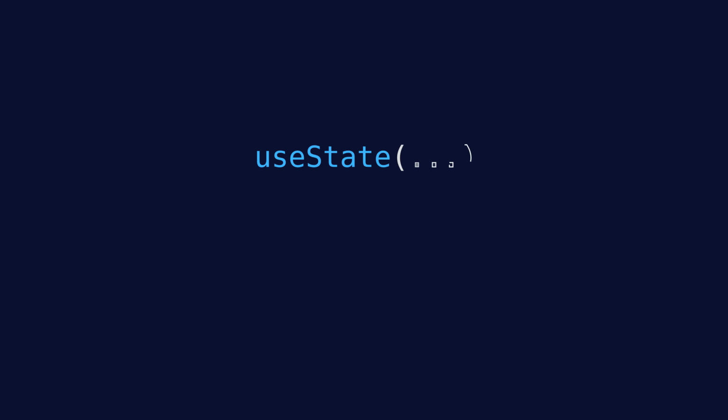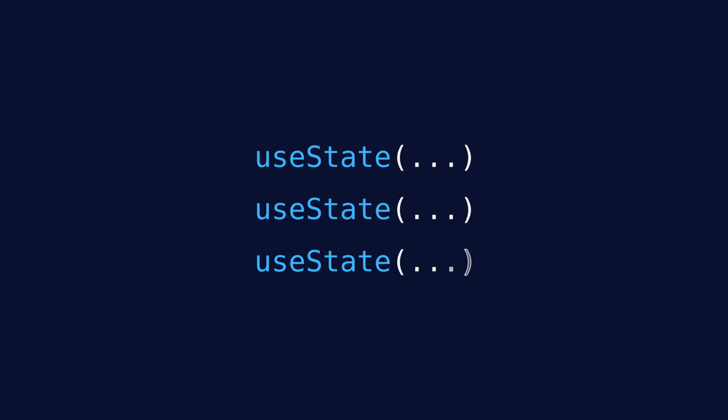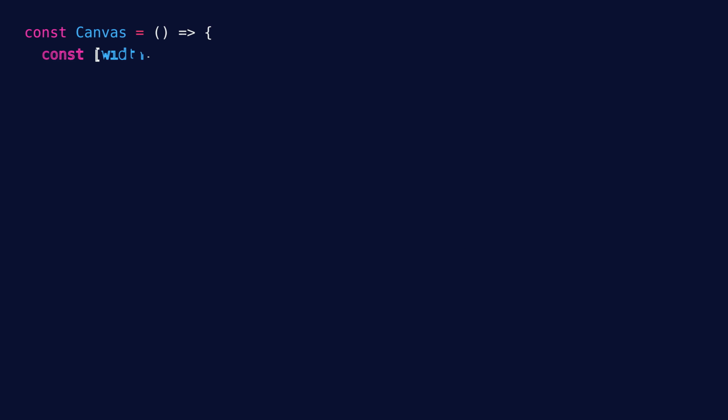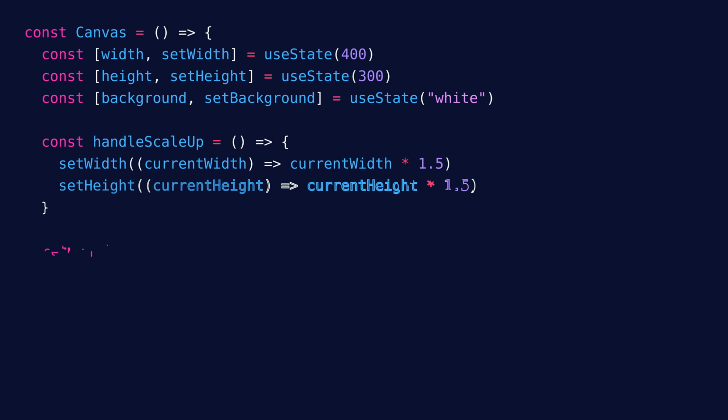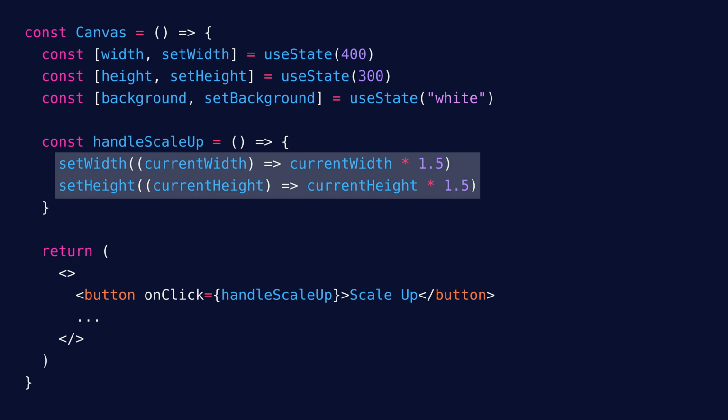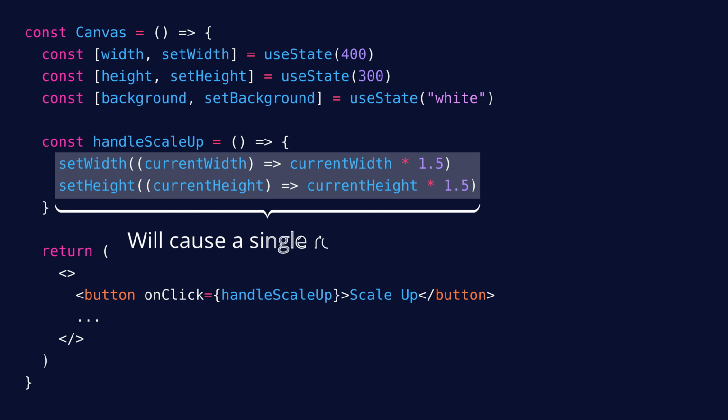You can use the state hook more than once in a single component. For example, in this canvas component, we create one state variable for the width, one for the height, and one for the background color. Let's say that we want to scale up the canvas by updating its width and height when the user clicks a button. React will batch the width and the height update into a single re-render to improve performance, instead of doing a separate re-render for each state update.